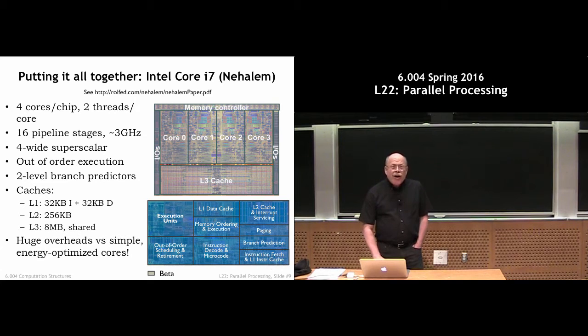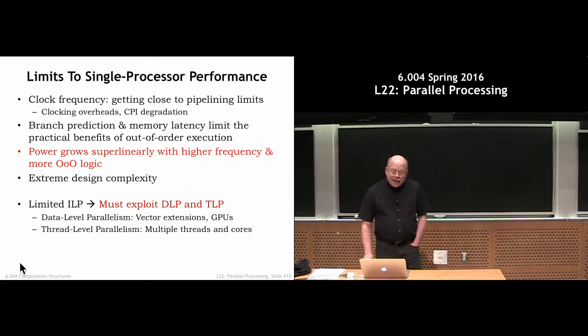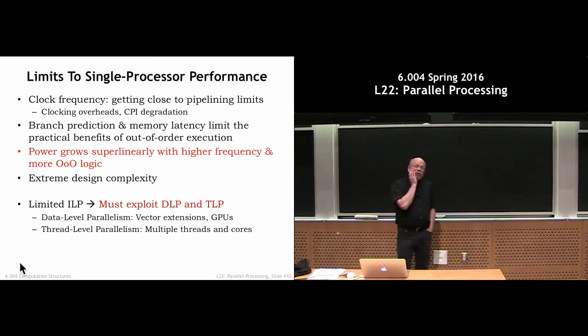So there are huge overheads associated with high performance execution. We'll ask the question in a moment, could we get away with maybe lots of little guys instead of one big guy? So the power and complexity grow superlinearly. In other words, if you double the number of out of order execution things you're ready to do, you will pay more than double the power, more than double the complexity. It gets out of hand very quickly.